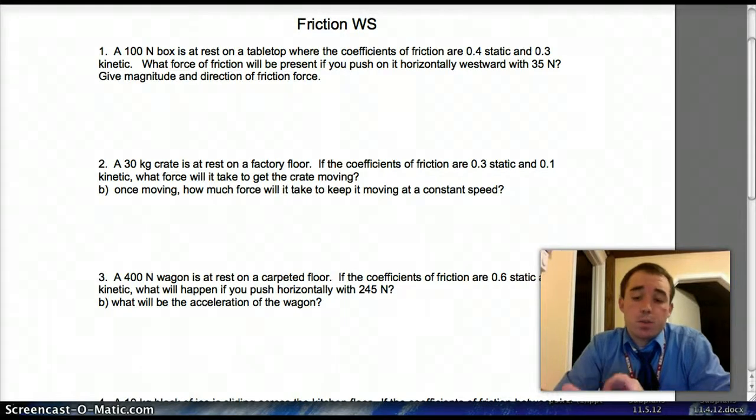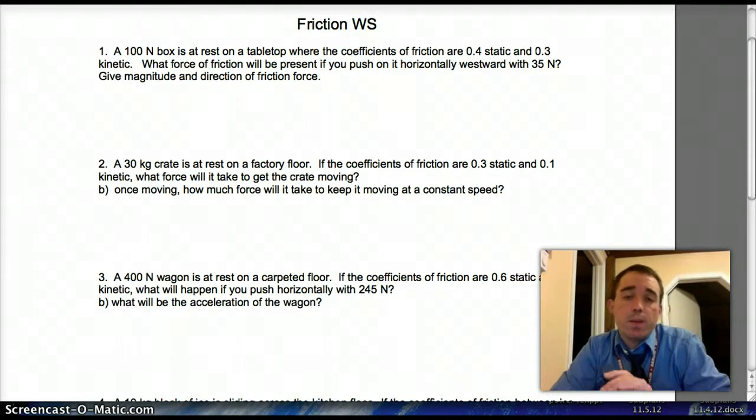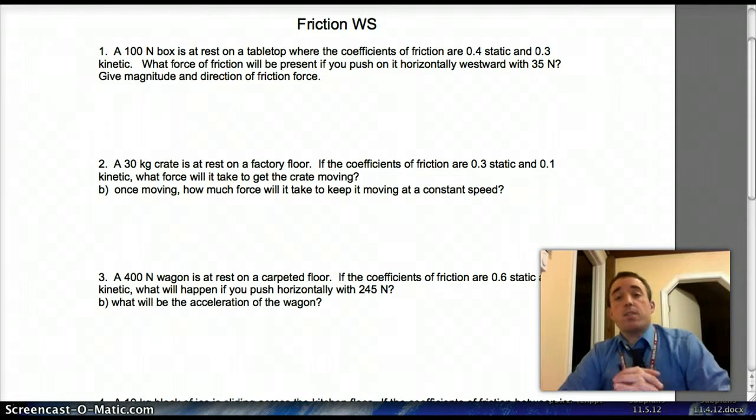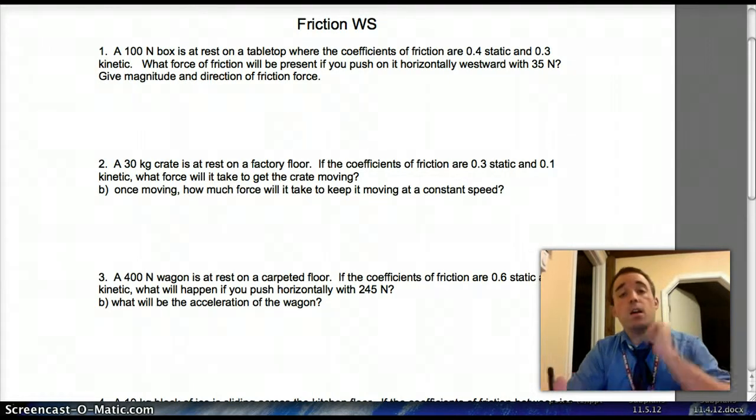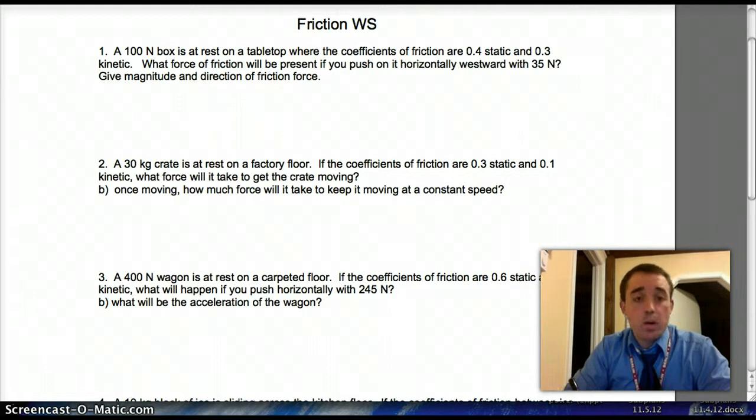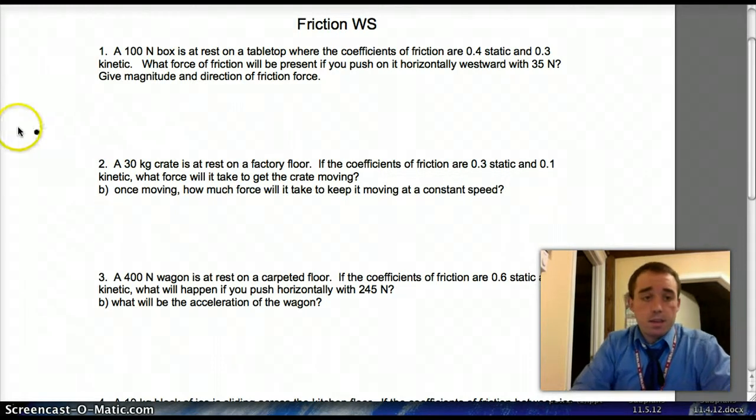Hey guys, just want to go through this worksheet to try and help you explain and understand friction a little bit better. So hopefully through this you can understand. So for question 1, I have a 100 Newton box at rest on a tabletop. We'll just draw that, 100 newtons.